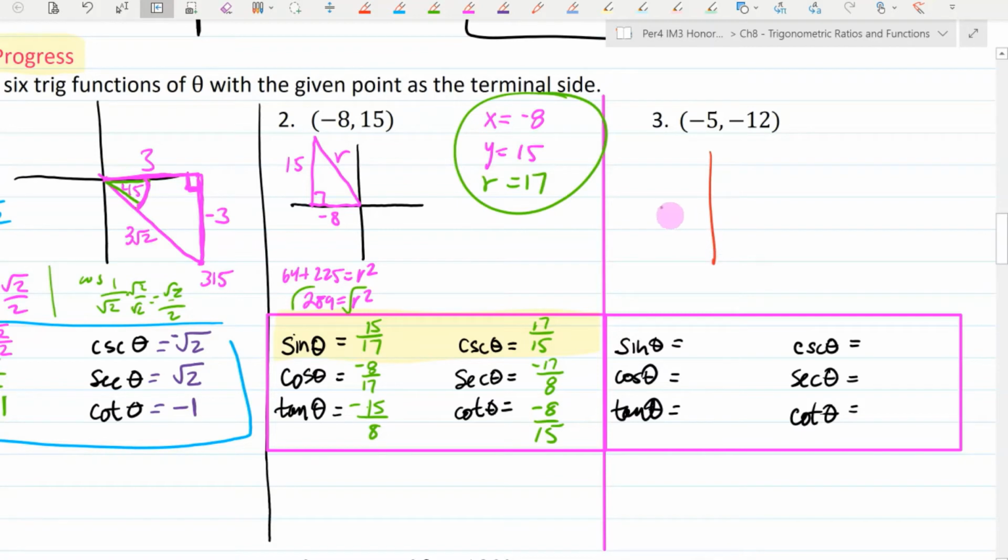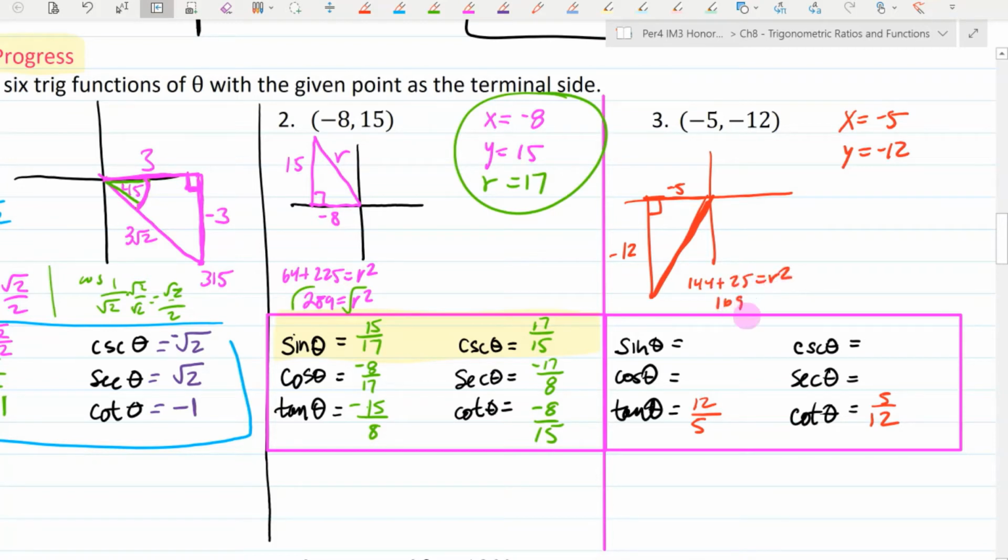All right, for the next one, -5, -12. Okay, so x is -5, y is equal to -12. You can even put 12/5 here and 5/12. Tangent will be positive. This line is sloping up. Remember, tangent is slope, and if you have 2 negatives, it's going to be a positive. For r, you're going to have 144 plus 25 equals r squared. So if you take the square root, r is equal to 13.